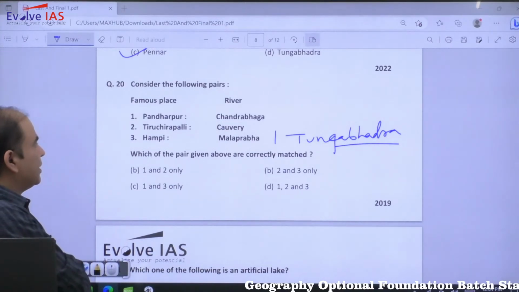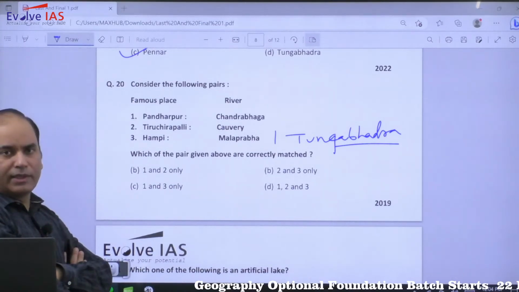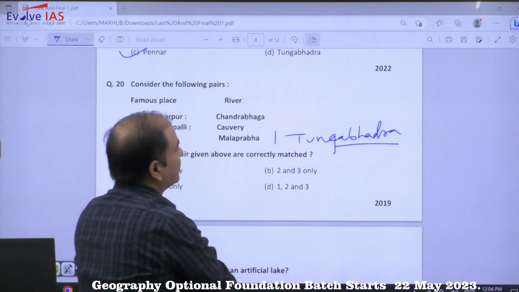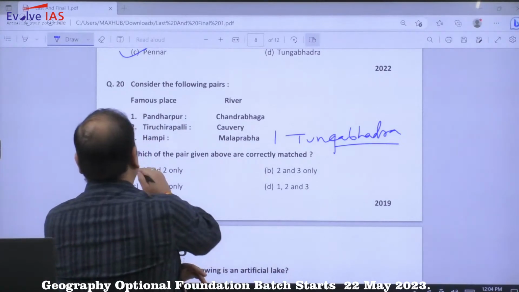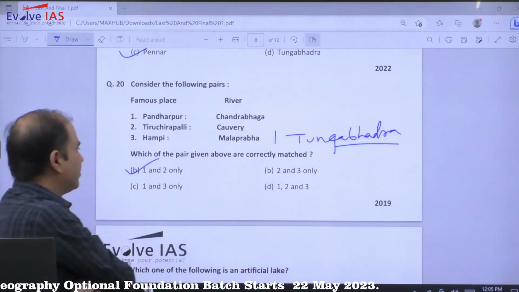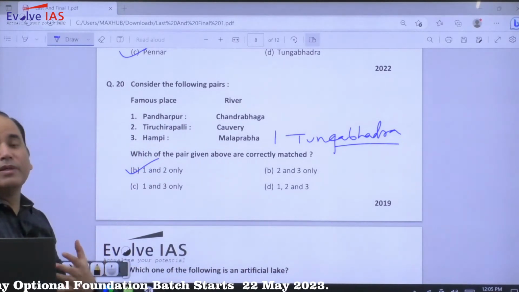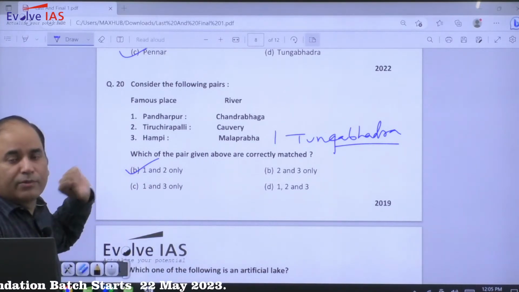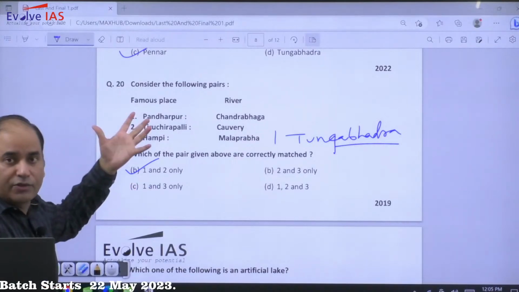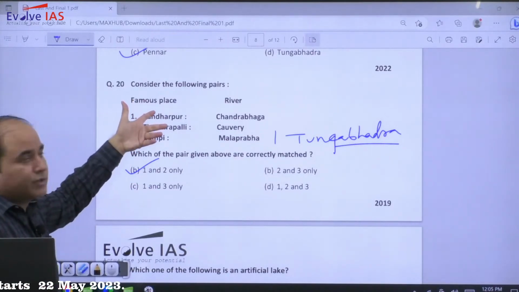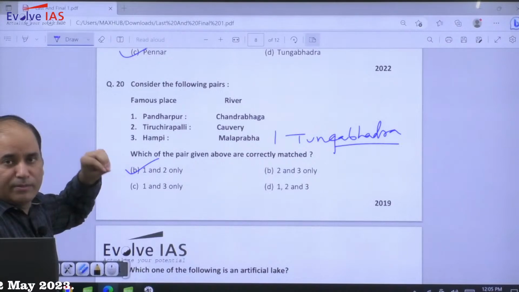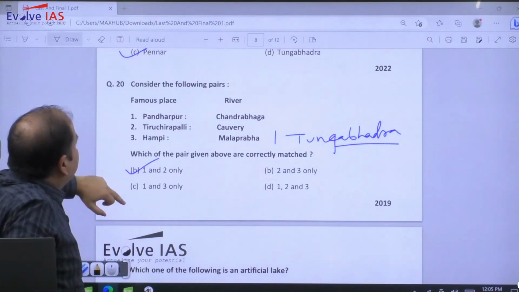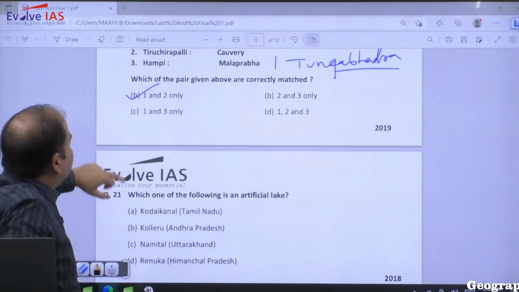But yes, Pandharpur is a little bit tricky. But if they are asking the question like this, it will be easy, and the answer will be 1 and 2. But when they ask questions like how many pairs are correct, then such questions will become very factual. And if you have not studied exactly that thing, then it will become difficult for you to locate. But yes, in this case, answer will be 1 and 2.